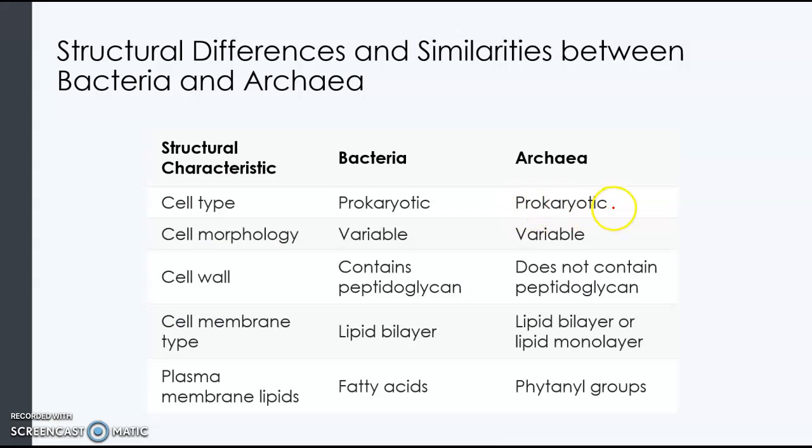Structural differences and similarities between bacteria and archaea. They both have prokaryotic cells. So this is the same. In bacteria and archaea, the cells are prokaryotic, meaning they do not have a nucleus. They have DNA that's located in a nucleoid region. Cell morphology, which just means the structure, is variable in both. The cell wall contains peptidoglycan in bacteria and does not contain peptidoglycan in archaea. So that's an important difference.